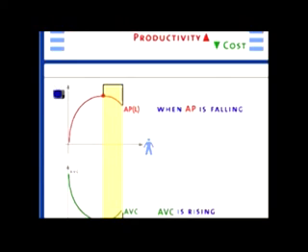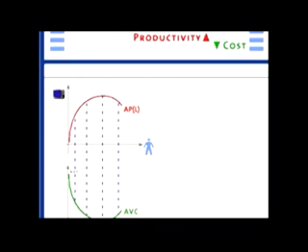Now, you can look at these two diagrams again and see that they are very closely related. When average product is increasing, average variable cost is falling. When average product is at its maximum, the labor cost per unit is at its minimum. When average product begins to fall again, average variable cost begins to rise. The curves are mirror images of each other.